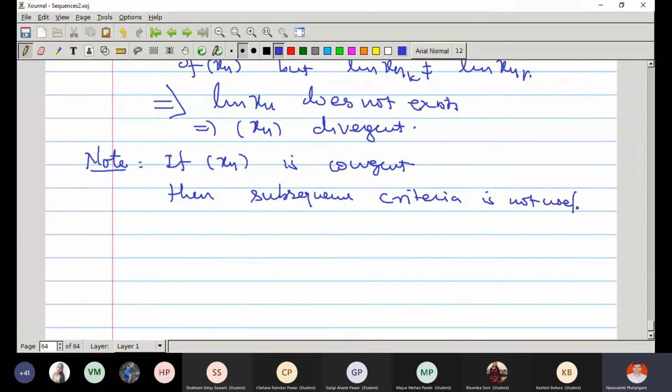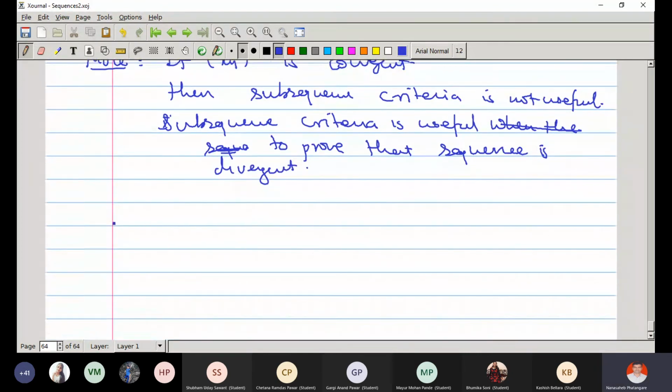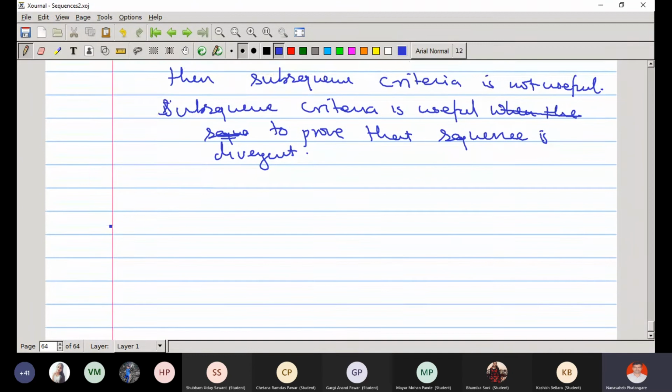Taking 2, 3, 4 subsequences is not sufficient to show convergence. So the subsequence criteria is useful when the sequence is divergent, useful to prove that a sequence is divergent. That is the observation you can have. So these are the logical things the statement says.